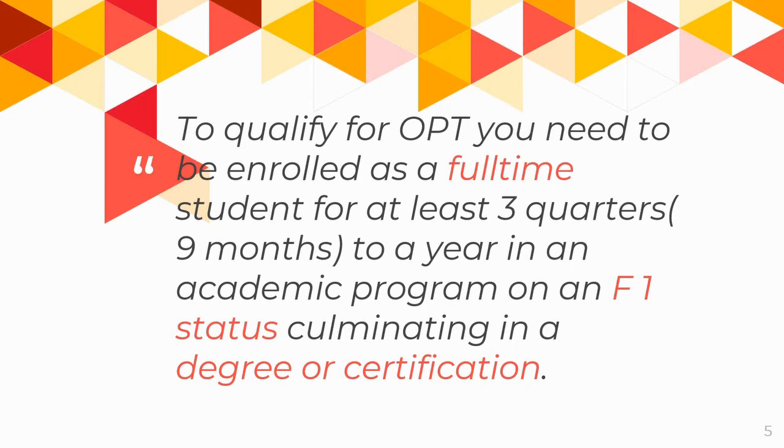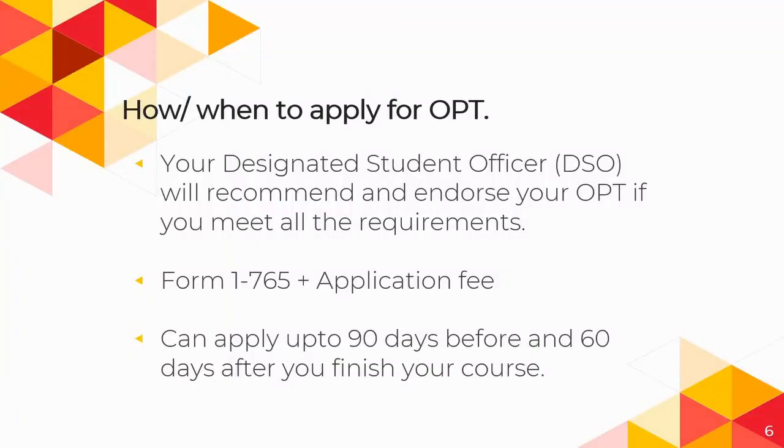And finally, you cannot drop out of a course or not be in a course and try to apply for your OPT. You do need to finish it. You do need to have your degree or your certificate, and only then can you apply for your OPT. So a designated student officer, a DSO is what we call them, will recommend and endorse your OPT if you meet all those requirements that we just spoke about.